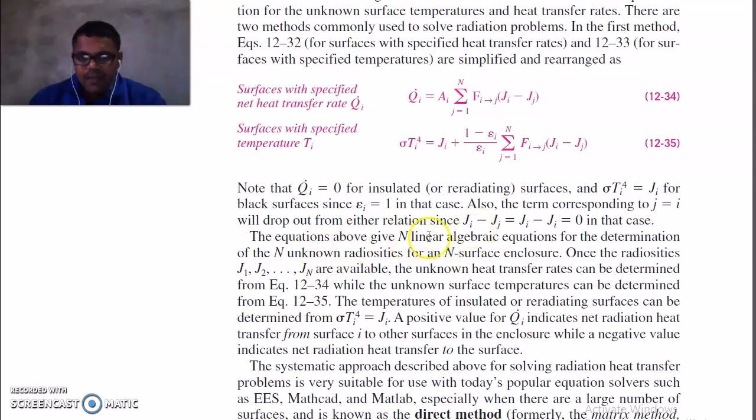The equations above give n linear equations. This will give you n linear equations for the determination of n unknown radiosities for an n surface enclosure. Once the radiosities J1, J2, Jn are available, the unknown heat transfer rates can be determined from this equation, while the unknown surface temperatures can be determined from this equation. So if you know the radiosity, you can find the unknown temperature, which is this, and from this equation you can find heat transfer if Ji and Jj are given.